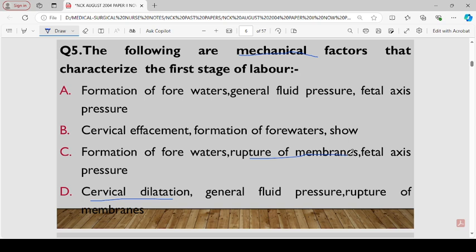You can at least tell cervical effacement. You will be identifying them, which makes them more of the clinical factors, right? And this makes the options where this is included wrong. The best option for this question should be this one, where there's formation of forewaters, general fluid pressure, and fetal axis pressure as the mechanical factors that characterize the first stage of labor.